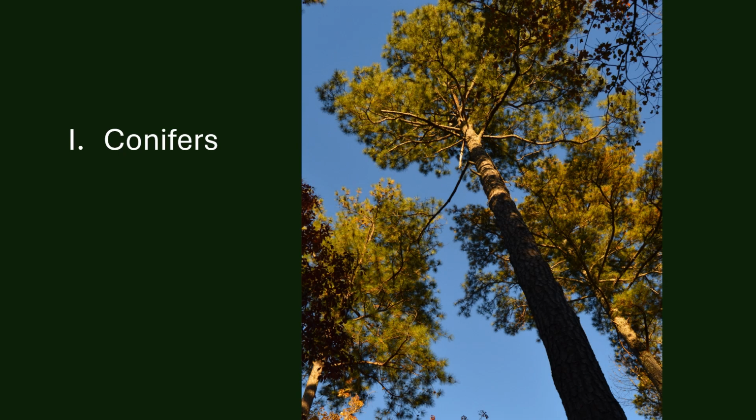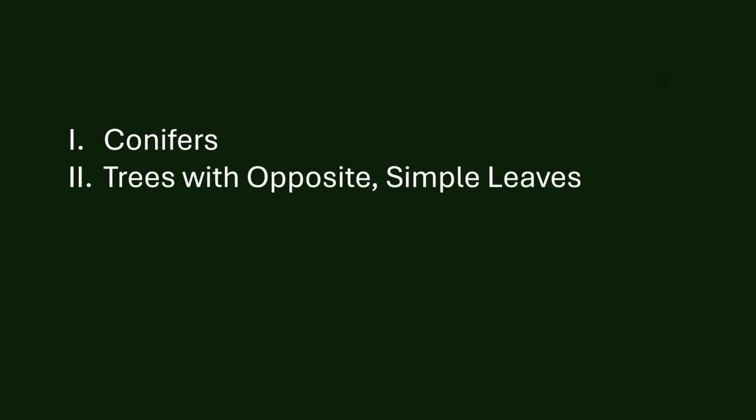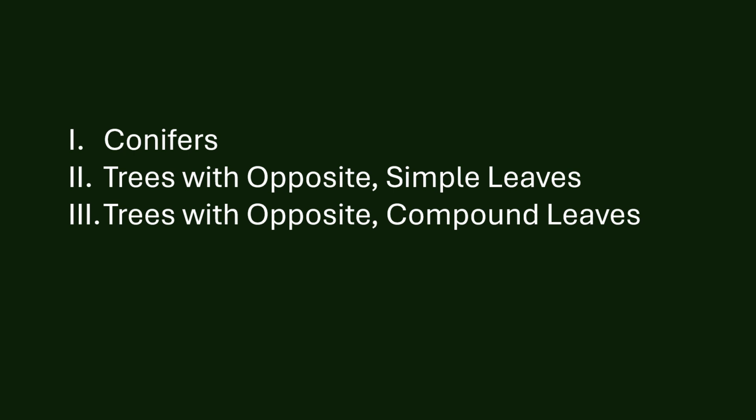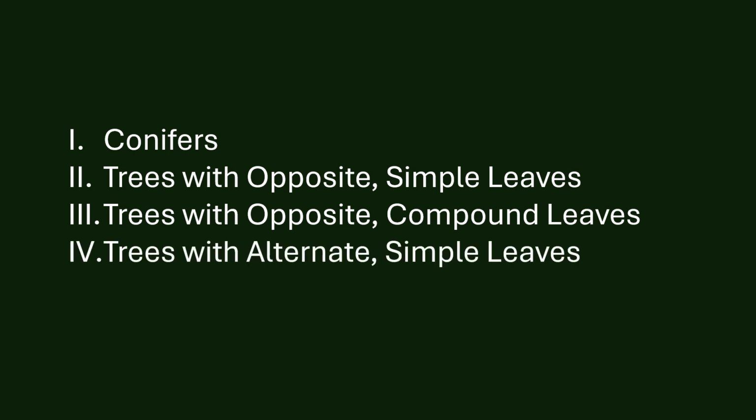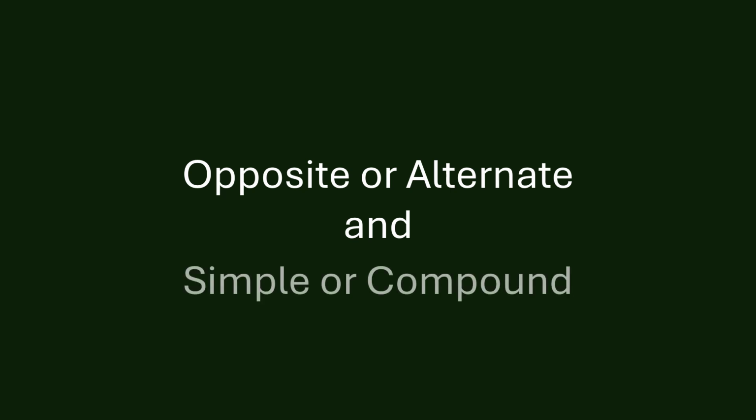Here in North America, there are 5 major categories of trees. The first is conifers, which we sometimes call evergreens. These include pine, cedar, hemlock, spruce, fir, and cypress. But today we'll focus on the other 4 categories: trees with opposite simple leaves, trees with opposite compound leaves, trees with alternate simple leaves, trees with alternate compound leaves. So there are 4 distinguishing characteristics: opposite, alternate, simple, and compound. Learn these, and it's easy to do, and you're on your way to becoming a leaf identification expert.